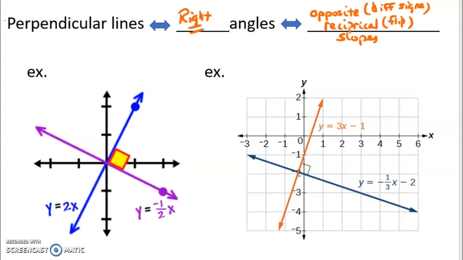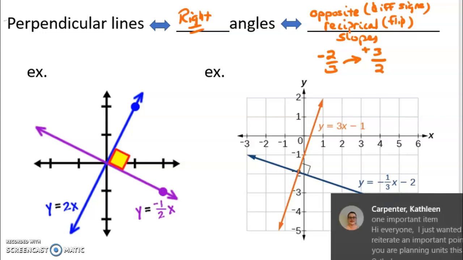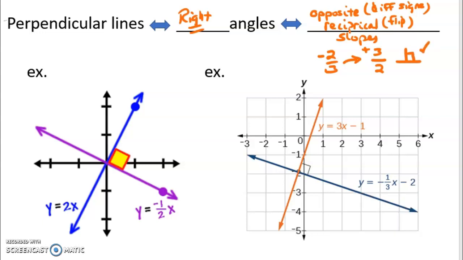So for example, if you have one fraction that's negative 2 over 3, what's going to be the opposite reciprocal? Well, if you flip the fraction, you have to have a 3 on top and a 2 on the bottom. If this one's negative, this one's got to be positive. So these would definitely be, and I'm going to throw the symbol at you, perpendicular. That's what it looks like for the slopes.